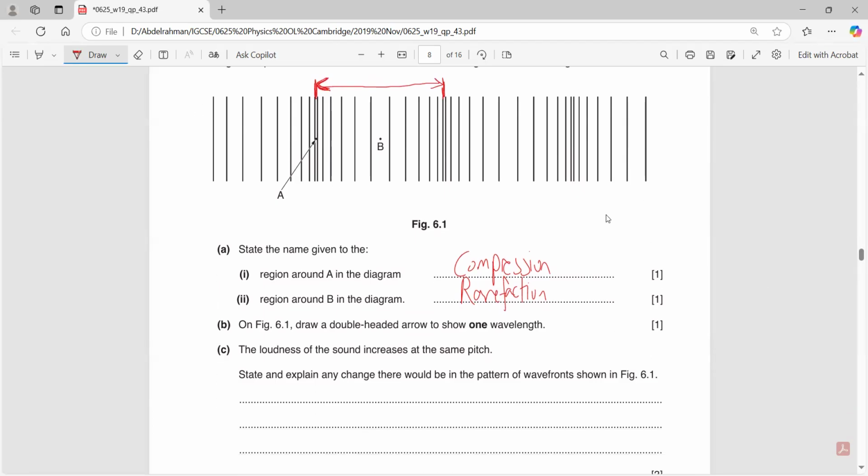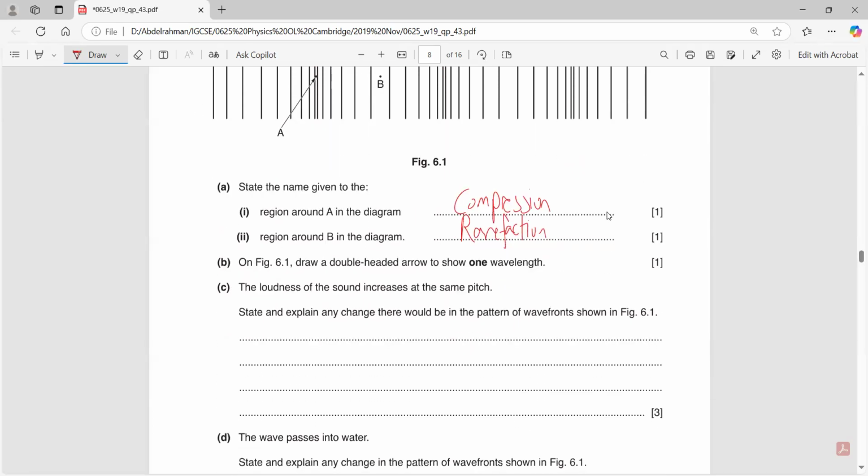The loudness of the sound is increased at the same pitch. Explain any change that would be in the pattern of the wavefronts shown. Loudness is increased. As you increase the loudness, the amplitude increases. Does the wavelength change? No, the wavelength doesn't change. So we will say that the wavelength remains the same.